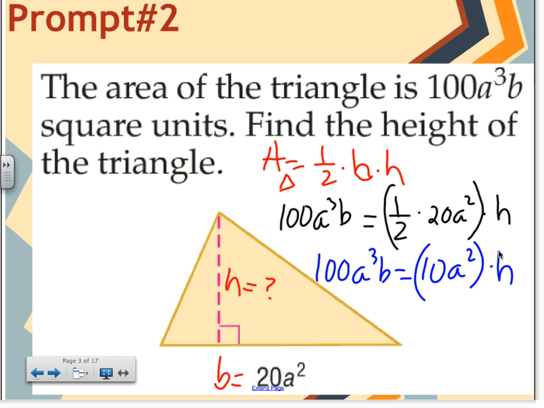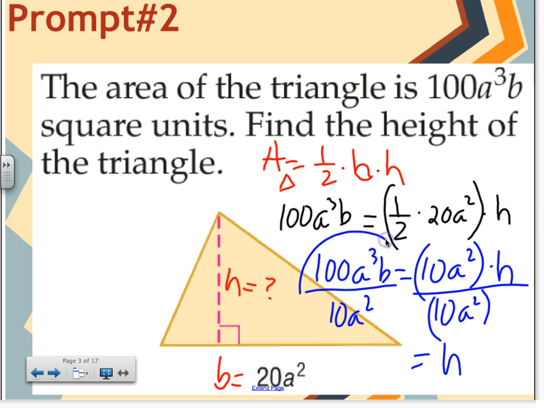If we want to solve for h, what do we need to get rid of? The 10a squared. How do we get rid of the 10a squared? What's linking them together? So how do we get rid of that? Dividing. So we divide 10a squared both sides. And so h now is whatever that is, and we need to learn how to simplify or clean up our mess here. It's a mess.